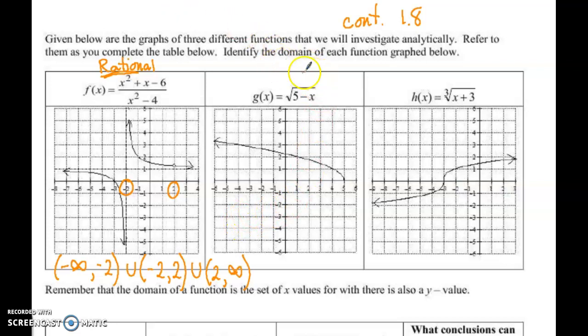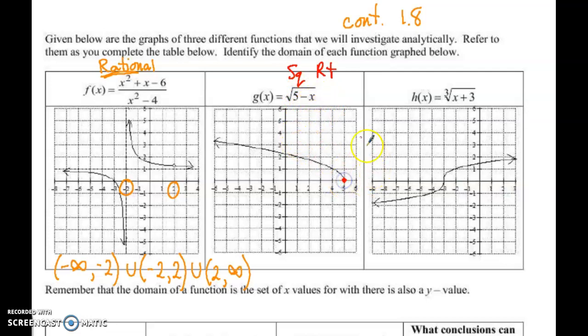Same thing with the next one. We just change colors. This is a square root function. Square root, pretty clear. So this is correct. It's reflected over the y-axis. It's shifted right 5.